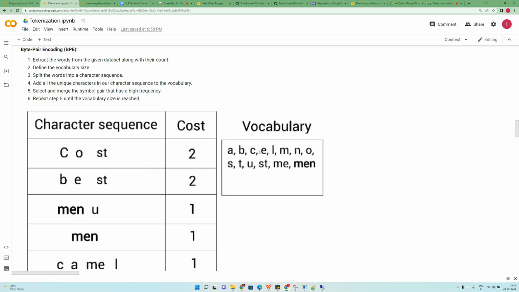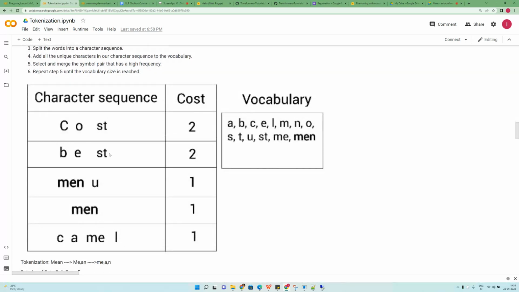So by this time, I got all the unique characters that were there in the data. Then I will add all the unique characters to the vocabulary, then select and merge the symbol pair that has the highest frequency. Going forward, you will see what are the two character words that are mostly occurring. If you look at it, ST is the most occurring two character word because the count is 2 2, right? So basically it's occurring four times in the corpus. So we'll just add ST.